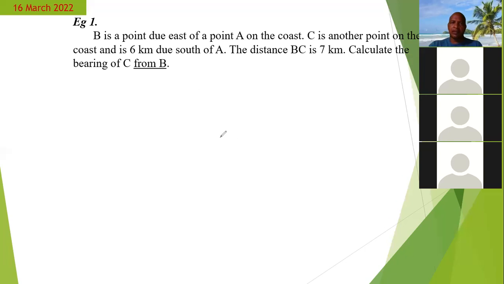All right. So what we do when we're drawing this diagram, start off with the first sentence and see if you can construct something based on that first sentence. And then you read the other sentence, construct something else. The first sentence here would be: B is a point due east of a point A on the coast. So what do we know? We know that we have a point B, we know that we have a point A, and we know that B is east of A. So what can we draw now to represent that?